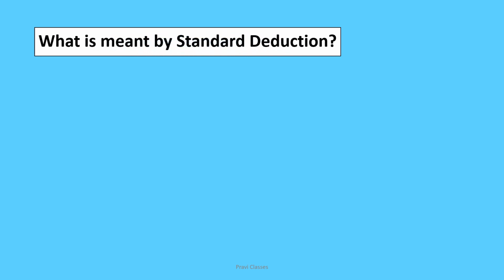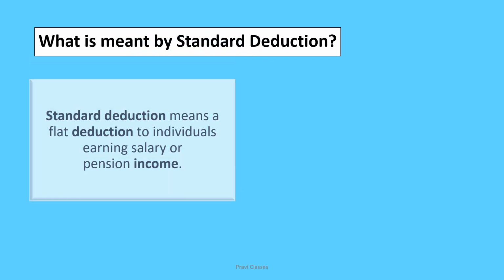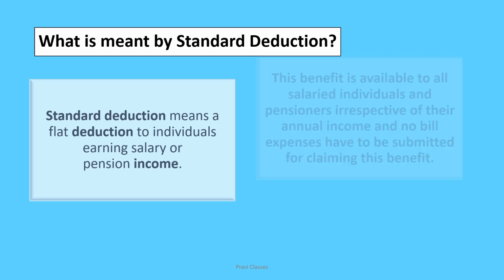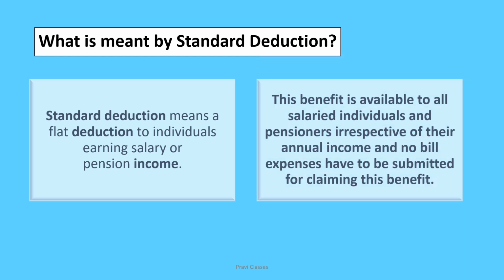What is meant by standard deduction? Standard deduction means a flat deduction to individuals earning salary or pension income. This benefit is available to all salaried individuals and pensioners irrespective of their annual income, and no bill expenses have to be submitted for claiming this benefit.